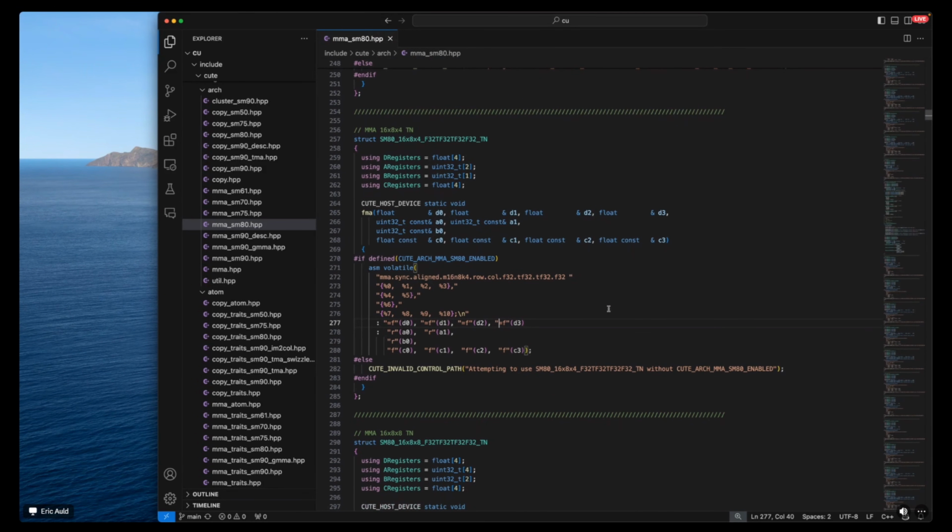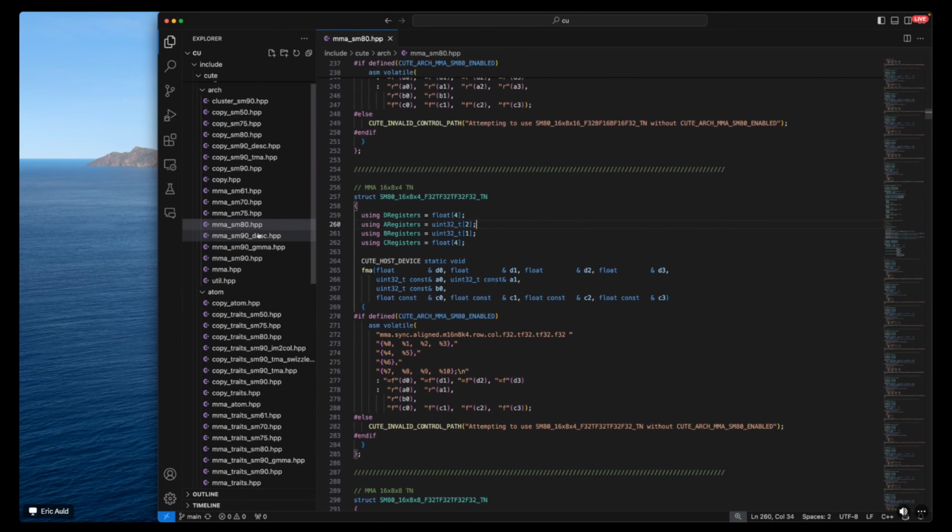Okay, and what is this up here? Well, this controls how much memory this particular tensor core operation needs to use. So here we have it as, let's see, what is it? 16 by 8 by 4. Okay, so F32, TF32, TF32. Let's go up a little bit.